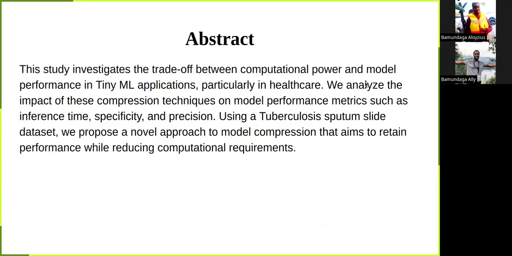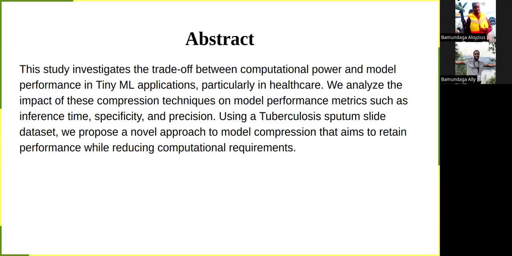This study investigates the trade-off between computational power and model performance in tiny machine learning applications, particularly in healthcare, as we shall see. The dataset we are using is a TB dataset, a sputum dataset that was collected in Uganda. Now we analyze the image.